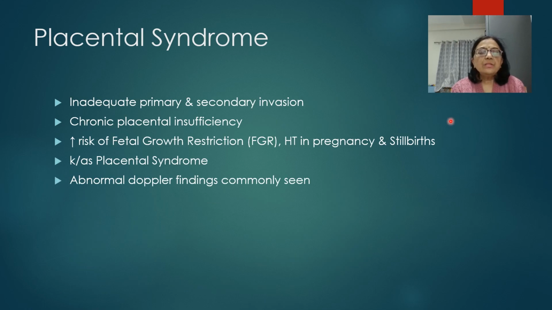Placental syndrome is whenever there is an inadequate primary and secondary invasion, which leads to chronic placental insufficiency as the main pathology. With that there is an increased risk of fetal growth restriction, hypertension in pregnancy, and stillbirths, and this is known as placental syndrome. In these cases, even post-delivery histopathological examination shows changes suggestive of inadequate primary and secondary invasion of the spiral arteries. Spiral arteries are not adequately invaded, and abnormal Doppler findings are commonly seen in these cases.